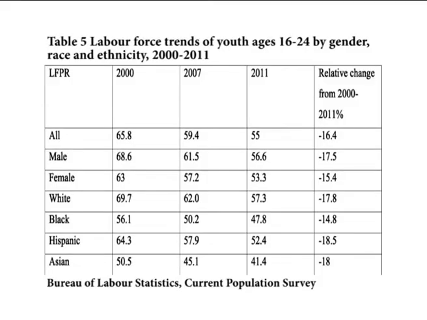Table 5 depicts the labor force trends for youth ages 16 to 24 across three years: 2000, 2007 and 2011. The labor force participation rate as a whole declined to 55% in 2011. It also declined for other groups. The rate still remained higher for males than females in 2011.